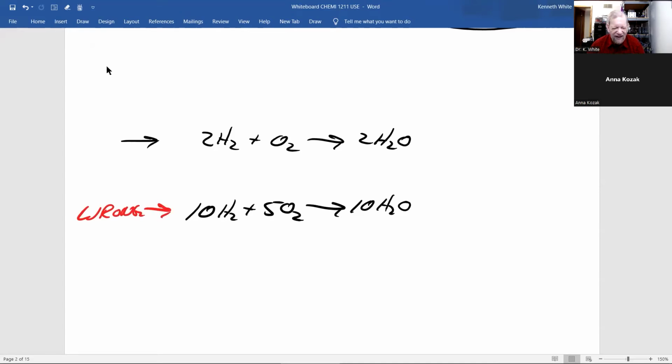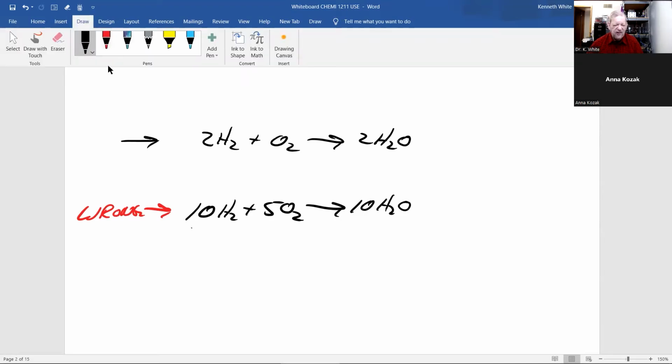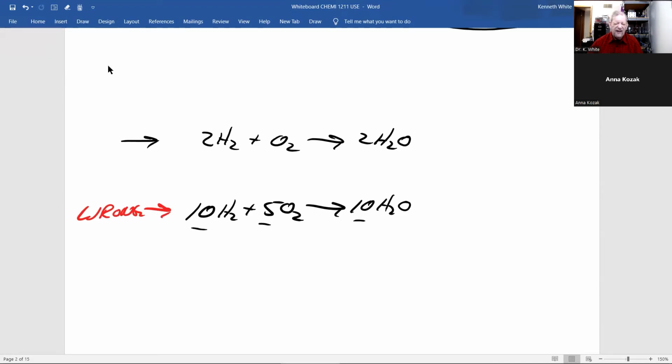This is the wrong balance of chemical equation. Why is it wrong? Because if you can look at each coefficient and divide it by the same number and get whole numbers, you should do that. In a balanced chemical equation, you can't divide each of the coefficients by the same number and get a whole number. You can't.